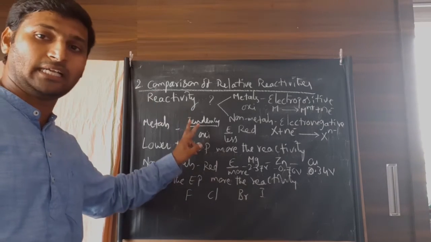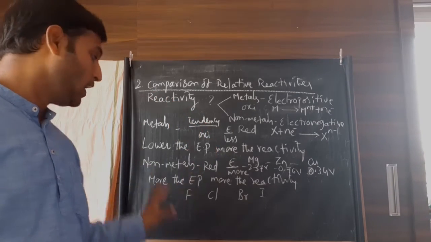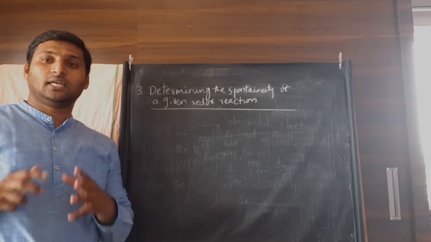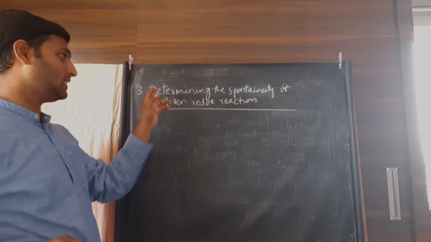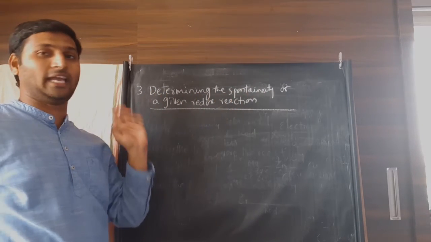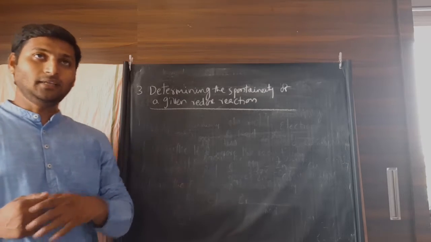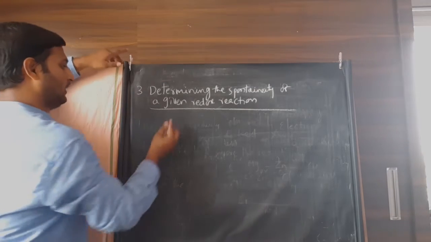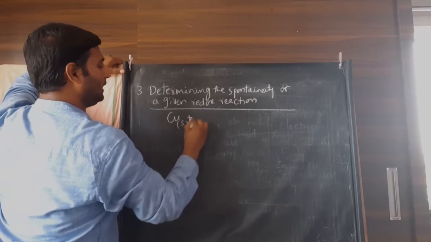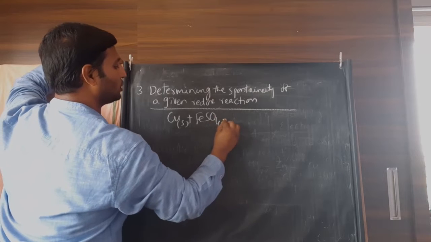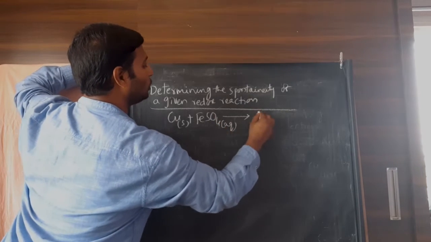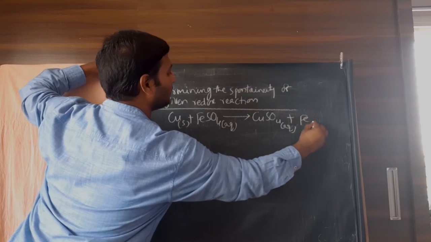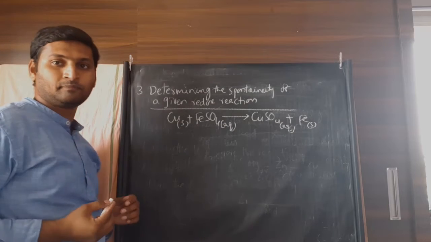When you are comparing the metals, look for the one with lowest potential. When you are comparing the non-metals, look for the one with highest potential. The third application for the electrochemical series is determining the spontaneity of a given redox reaction. See, on paper I can write any comfortable redox reaction. Say I write a displacement: copper solid dipped in the aqueous solution of ferrous sulfate to form aqueous solution of copper sulfate, depositing the solid iron.